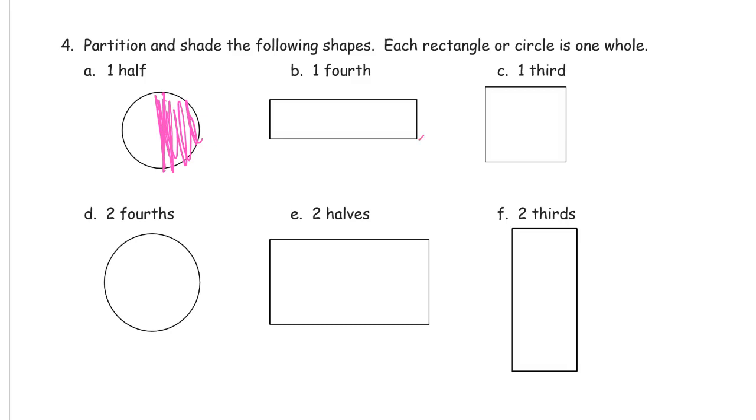1/4, you can make vertical lines to separate into fourths. I'm going to go for opposite corners. Here's one of the fourths.